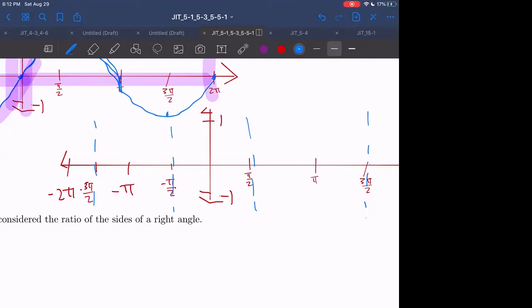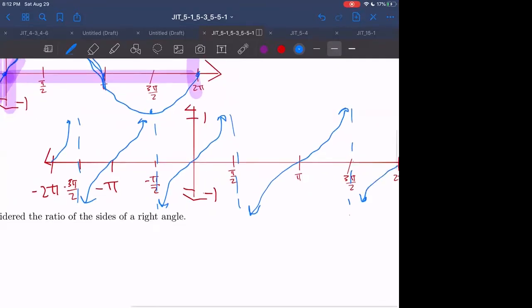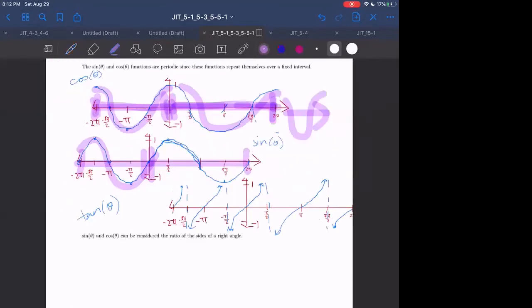Okay, and then it goes. So tangent repeats, it has an interval of pi. Okay, so it goes from negative pi over 2 to pi over 2, pi over 2 to 3 pi over 2. Okay, and that has a distance of pi, each one of these. Okay, but either way, they're all periodic.